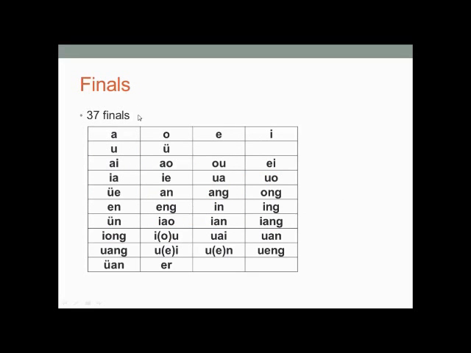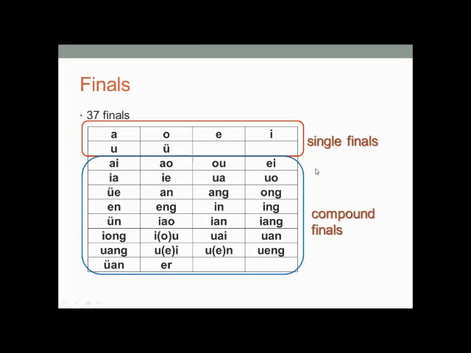Now let's move on to finals. There are 37 finals in pinyin. It's a little bit scary, so many of them. But once you are there, you will realize they are much less difficult than you expect. And today we are going to do it nice and slow. So let's focus on the first 6 single finals. There are 6 single finals, and 37 minus 6 is 31, so 31 compound finals. Let's focus on the 6 single finals today.